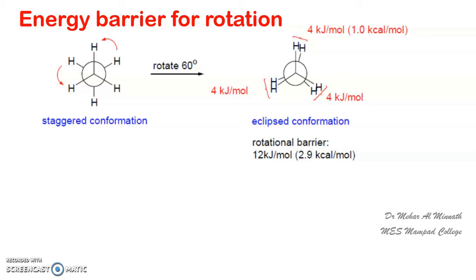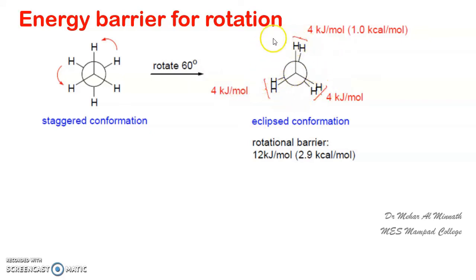Now, here you have the diagram which shows the staggered conformation over here and the eclipsed conformation over here. When the molecule moves from the staggered to the eclipsed over a 60-degree rotation, the ethane molecule's hydrogen atoms come closer and will be at their closest point. At this point, there will be an increase of 4 kilojoules per mole at every point.